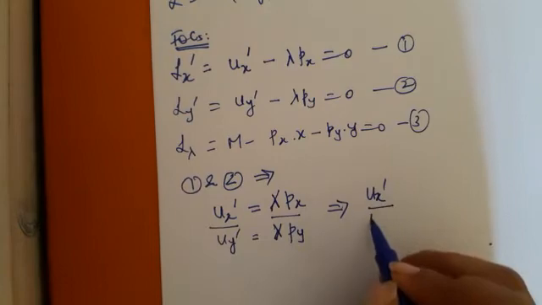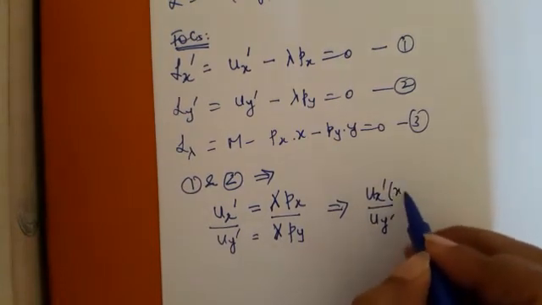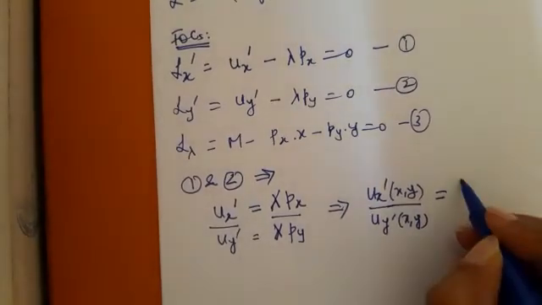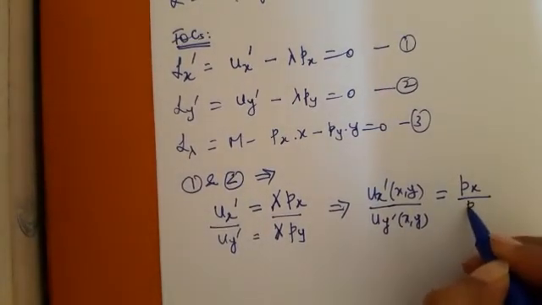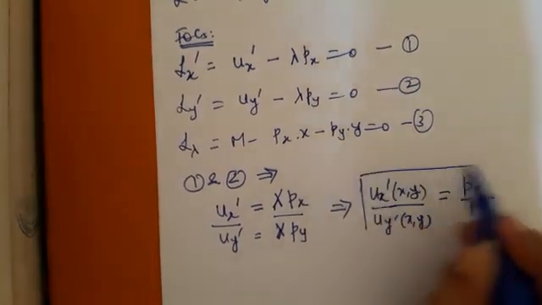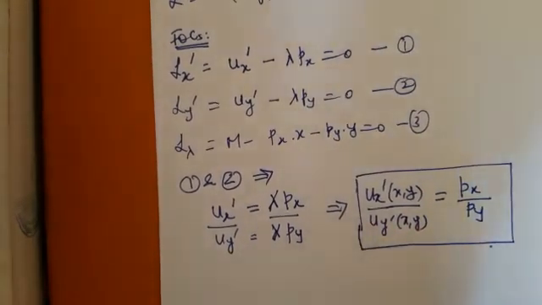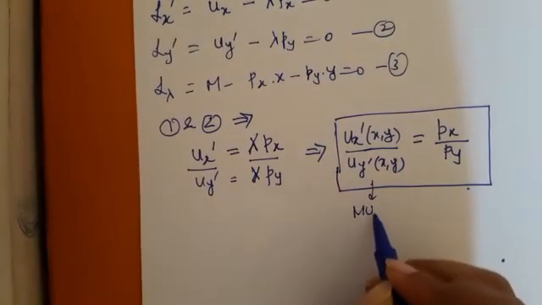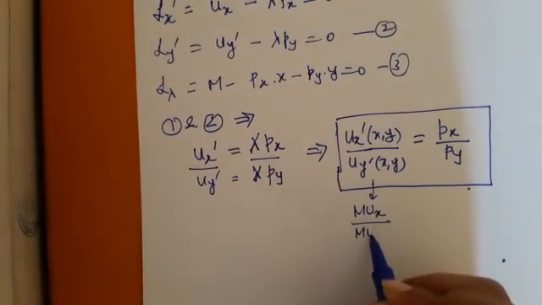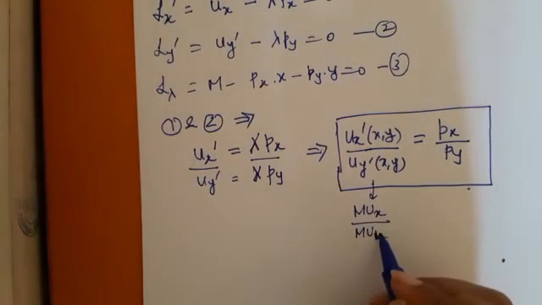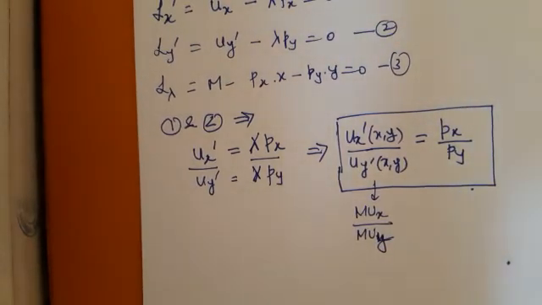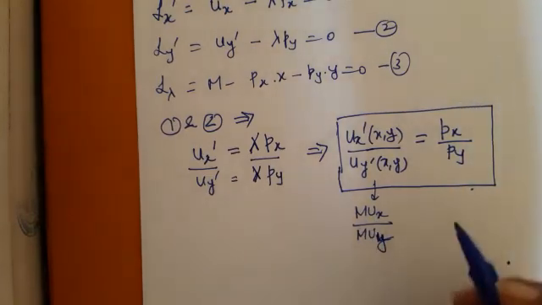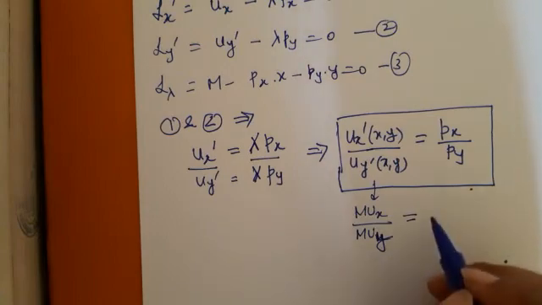So u sub x divided by u sub y, and we can put in the arguments here just to make things complete, is equal to the price of x divided by the price of y. And this is actually something which you should be very familiar with, because your left hand side is nothing but the ratio of the marginal utilities. This is the marginal utility of x divided by the marginal utility of y, which is nothing but your marginal rate of substitution, the slope of the indifference curve.